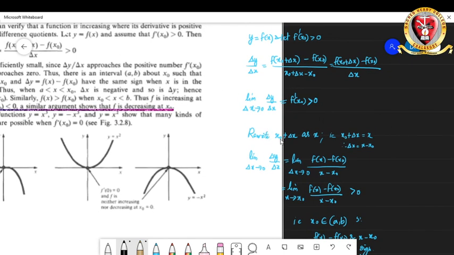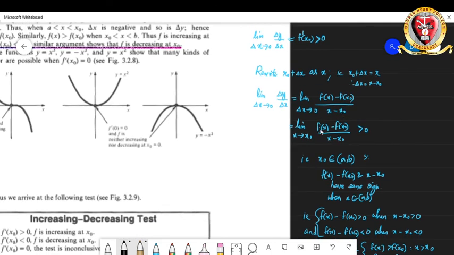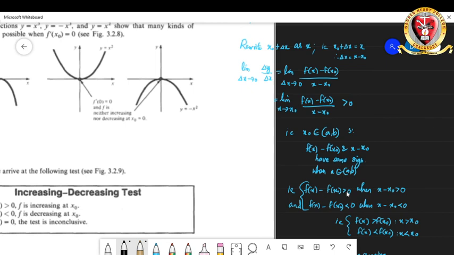Now you just simply rewrite x naught plus delta x as x. That is, x naught plus delta x is equal to x will mean delta x is equal to x minus x naught. We just rewrite what you have here, and you know that that is strictly greater than 0. That means the fraction is having the numerator and denominator with the same sign because this is strictly greater than 0. That is either f of x minus f of x naught strictly greater than 0 and x minus x naught strictly greater than 0, or f of x minus f of x naught strictly less than 0 when x minus x naught is strictly less than 0.